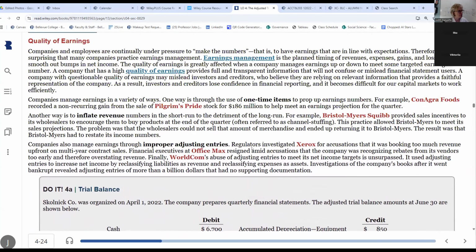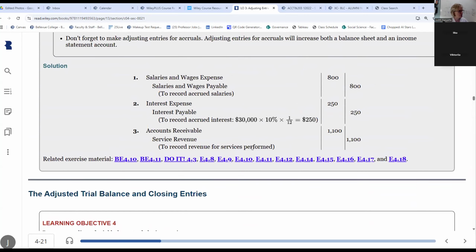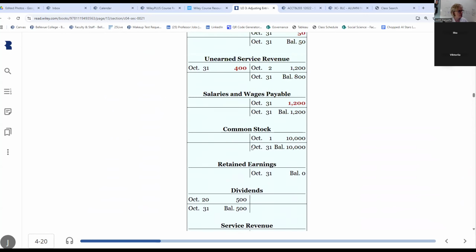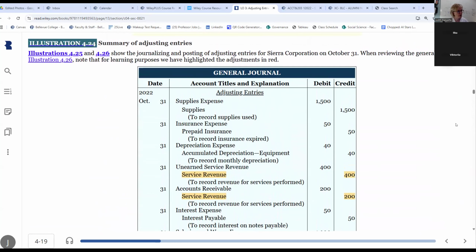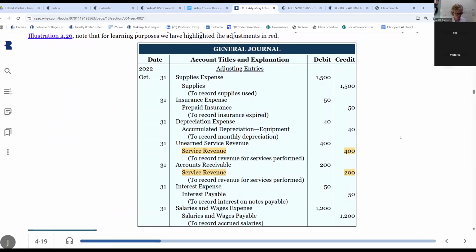Okay. I want to find a summary of these adjustments. Right, here we go. Illustration 4-24. Are you able to see it says supplies expense 50? Yes, I see it. Okay, so 1, 2, 3, 4, 5, 6, 7. They look super easy, but it takes some work to get them done. So what I want you to remember is that accounting equation, and I want you to remember how it works.